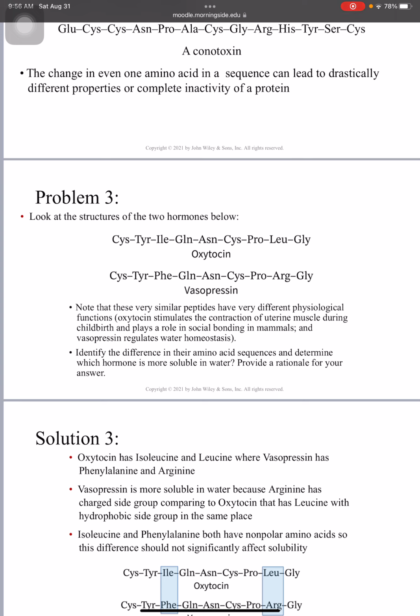Oxytocin has a few different functions. It's used a lot in both prenatal and postnatal functions. It's a hormone that can stimulate the contraction of the uterus during childbirth, and also can help stimulate the production of milk when nursing.